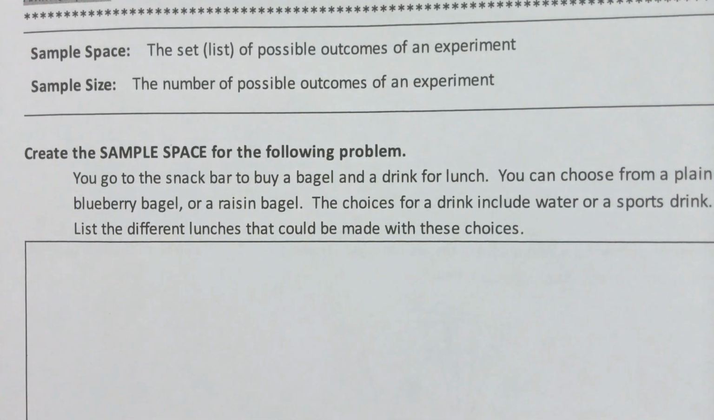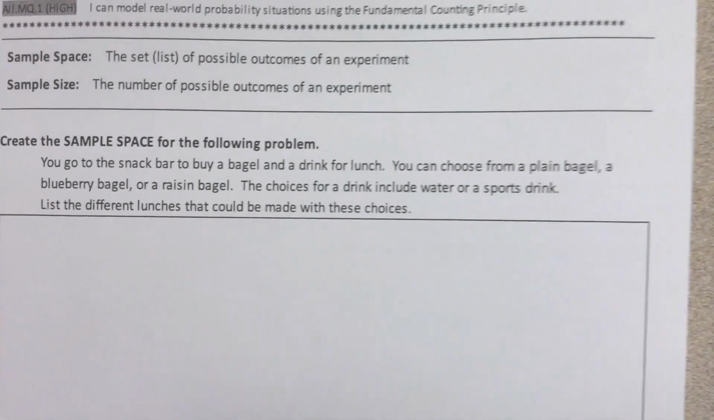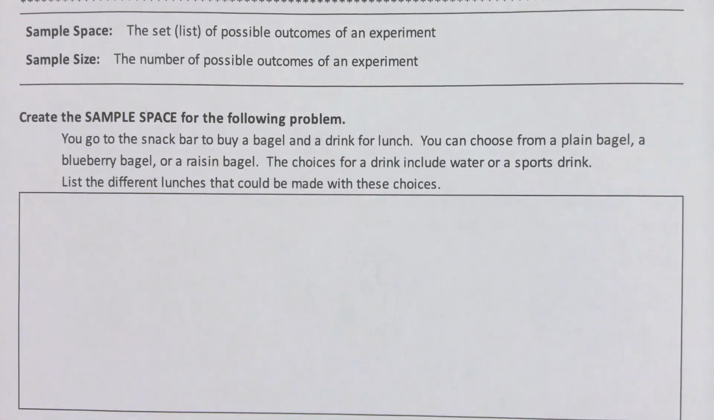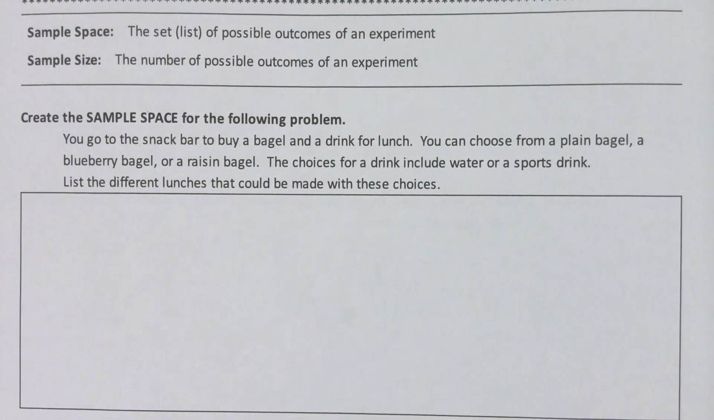Create the sample space for the following problem. You go to the snack bar to buy a bagel and a drink for lunch. You can choose from a plain bagel, a blueberry bagel, or a raisin bagel. The choices for a drink include water or a sports drink. List the different lunches that could be made with these choices, all of your possible lunch combinations. So this is going to involve quite a bit of writing. None of the other problems will be this extensive.